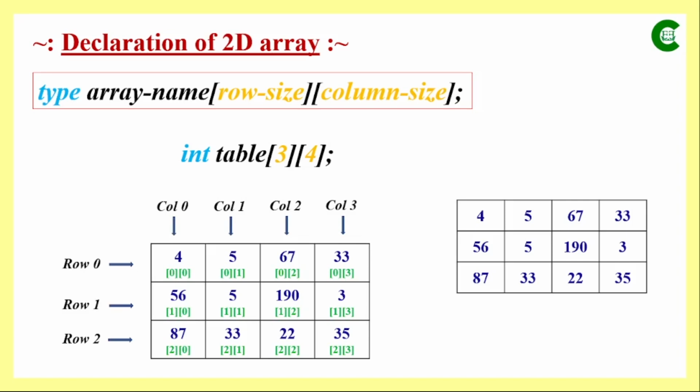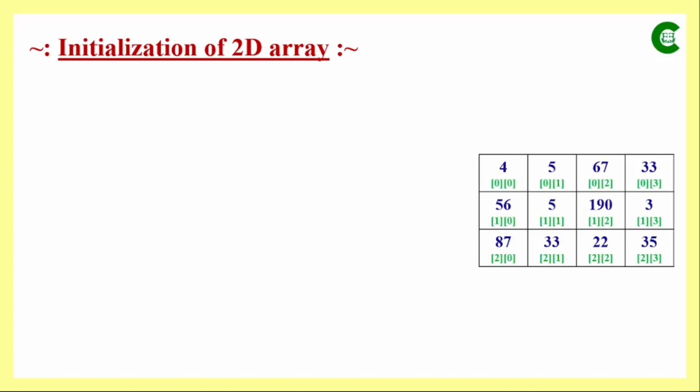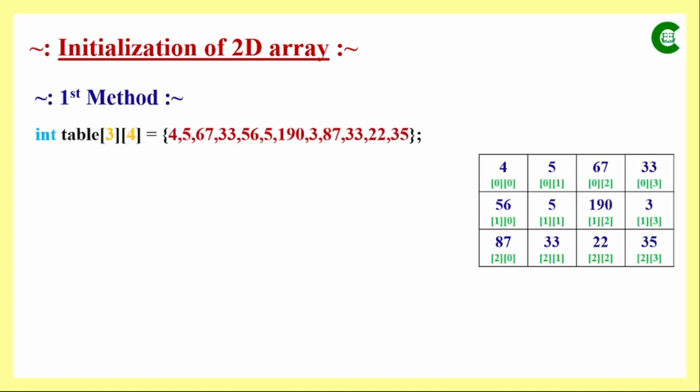Now once we have declared a two-dimensional array, we know that sometimes we need to initialize the elements of that particular array. For that, in case of a 1D array, we have seen many methods of initialization. In case of a 2D array also, we will be learning multiple methods of initialization. We have taken the same 2D array for initialization, and this is the first method, which is the simplest method but not a very efficient method of initialization.